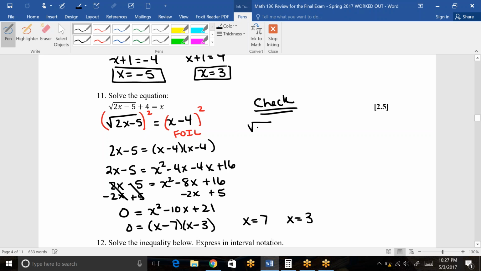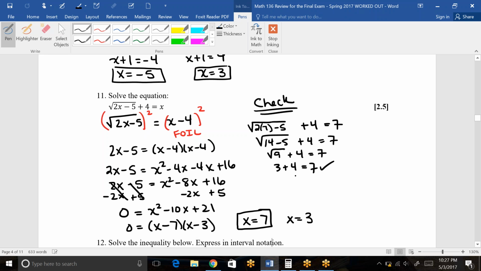So if we plug those back into the original, 2 times 7 minus 5 under a radical, plus 4 equals 7. That would be 14 minus 5 plus 4 equals 7. That is the square root of 9 plus 4 equals 7. Square root of 9 is 3, and 3 plus 4 does equal 7. So 7 is good. Now we're going to check 3. 2 times 3 minus 5 plus 4 equals 3. That would be 6 minus 5, so that's the square root of 1, plus 4 equals 3. That is 1 plus 4, which does not equal 3. So 3 is extraneous.